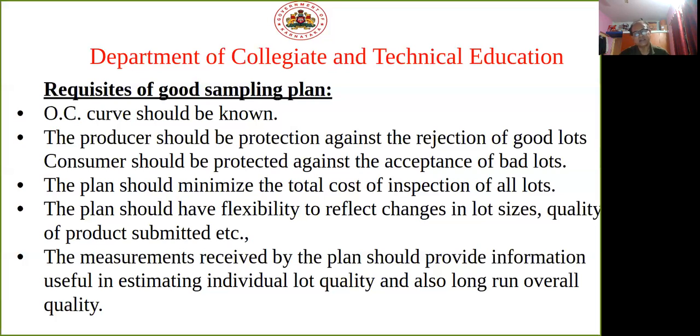So that is one of the requirements of a good sampling plan. The measurements received by the plan should provide information, usually in estimating individual lot quality, and also the long run quality. Whatever measurements you receive, there should be proper information on the outgoing quality of the product. Then we can say that it is a requirement of a good sampling plan.